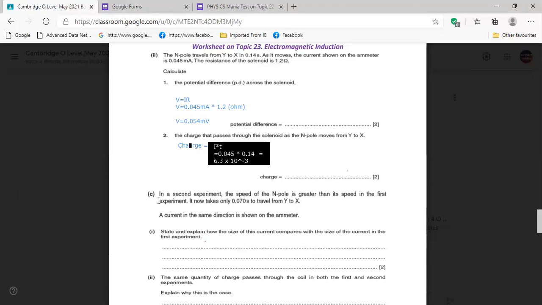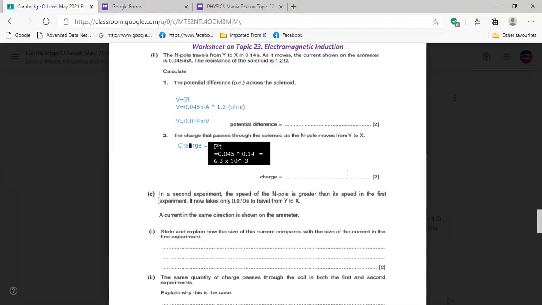In a second experiment, the speed of the end pole is greater than it is in the first experiment. It now takes only 0.070 second to travel from Y to X. A current in the same direction is shown on the ammeter. State and explain how the size of the current compares with the size of the current in the first experiment.